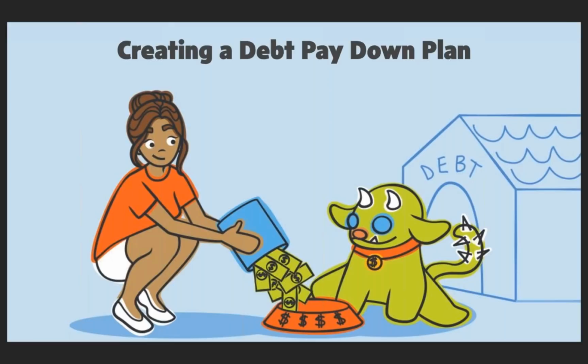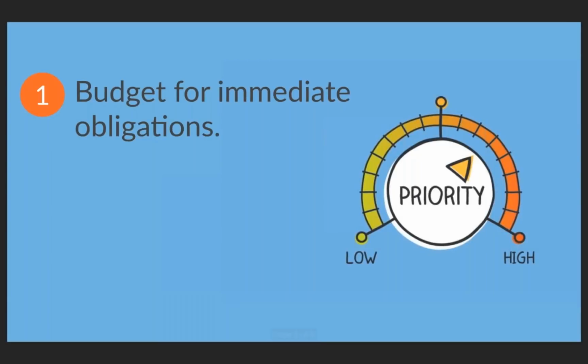Now, to start with, there are some things that you really must budget for first. You still need to budget for your immediate obligations. You've got to pay the rent. You got to keep the lights on, all that good stuff. Now, we also need to budget for the minimum payments on our debts. Those are very much a part of our immediate obligations, aren't they? The amounts we have to pay each month.